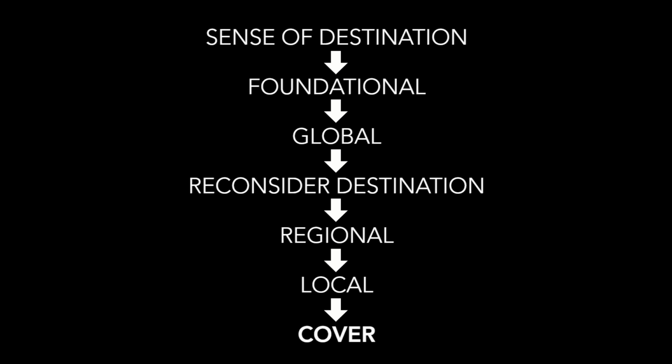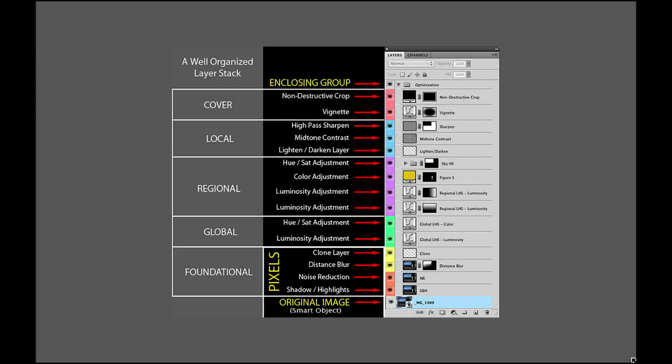And last, we have cover adjustments. And these are adjustments that, by their nature, need to be at the top of the layer stack as they modify all layers below. For instance, vignettes, midtone sharpening, output sharpening. Now let me show you what I consider to be an example of a well-organized layer stack, and then an overview of the imaging sequence. Following a structured workflow will create consistency and efficiency in your work.